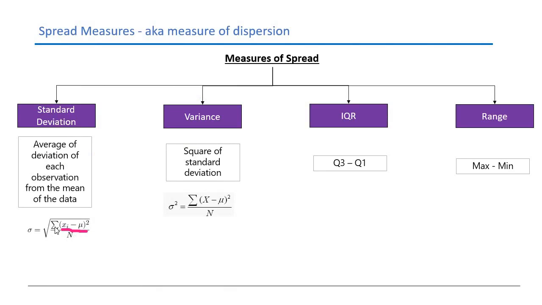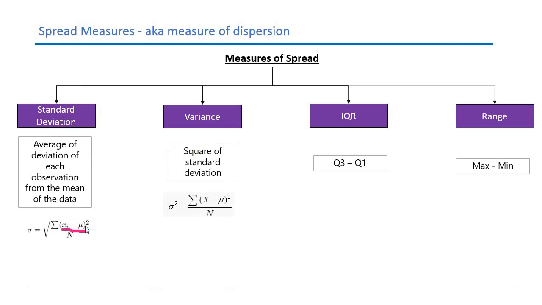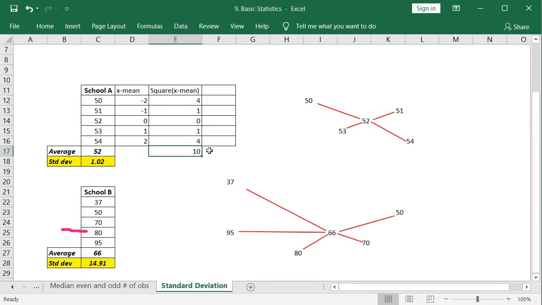And then we take summation. This is the sign for summation. In summation, we'll take the sum of all these values that we have squared up. This becomes a summation of x minus mu whole square. And we divide it by the number of observations and take the square root of it to find out standard deviation. So this is the summation, 10. We'll divide 10 by the number of observations, which is 5, and take the square root of it.